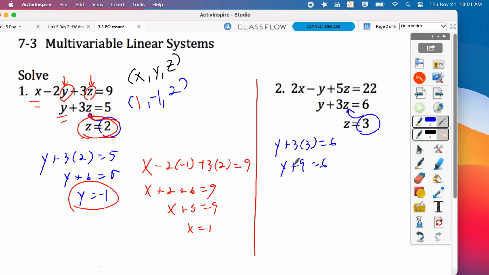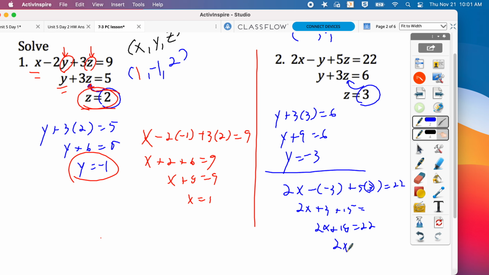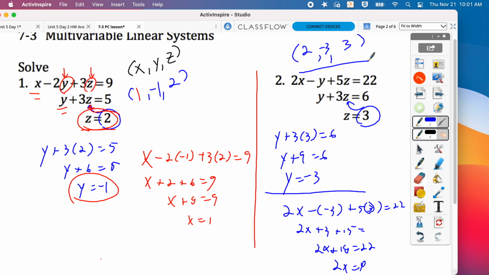All right, plug in a 3, y plus 9 equals 6. I get y to equal -3. We'll plug it into the top one. 2x minus my -3 plus 5 times 3 equals 22. 2x plus 3 plus 15. 2x plus 18 equals 22. 2x equals 4. And the third part of my ordered pair is going to be 2.